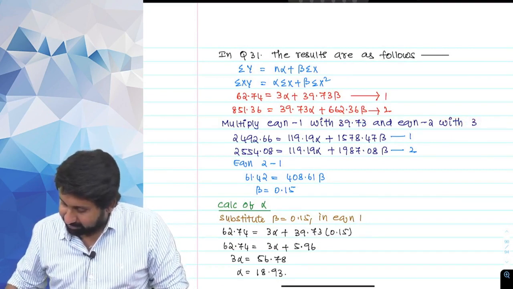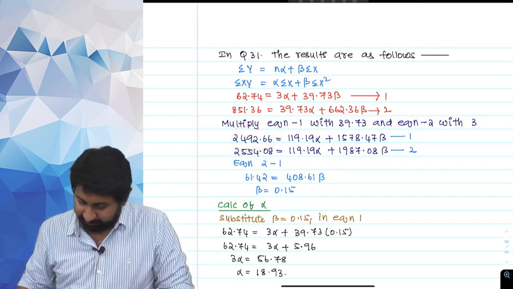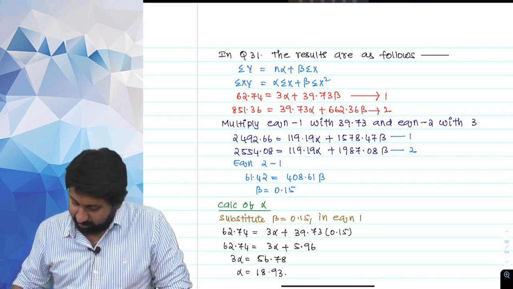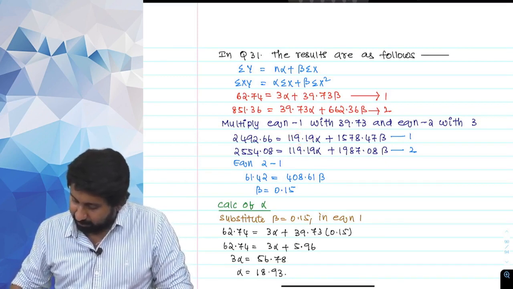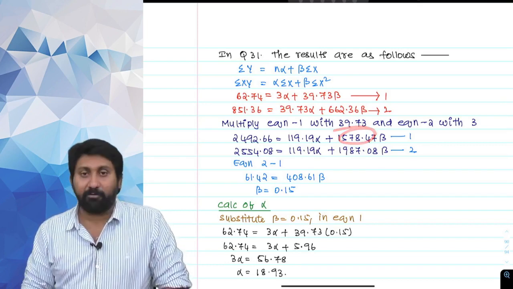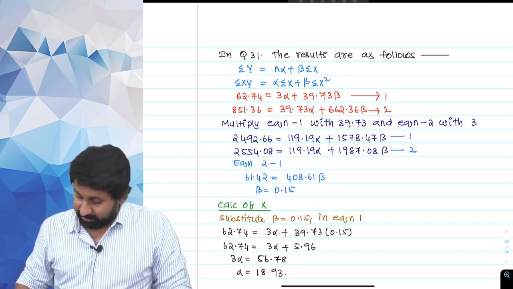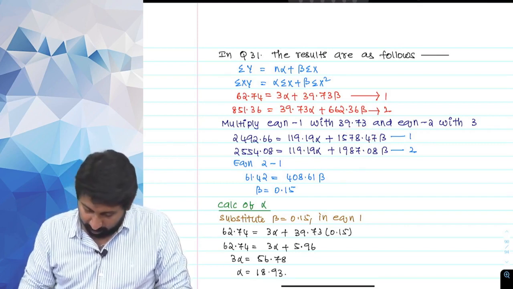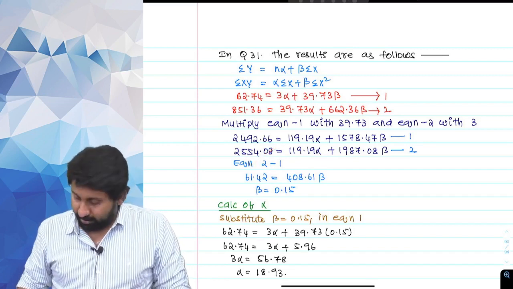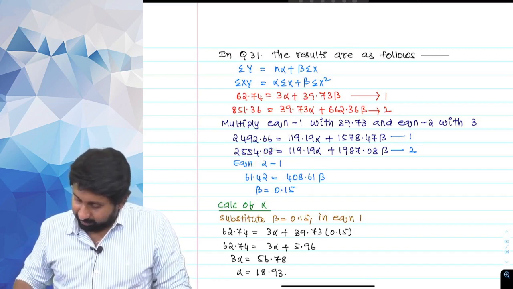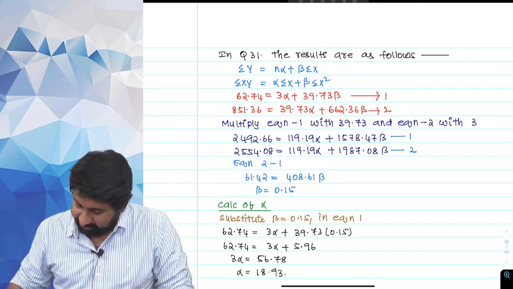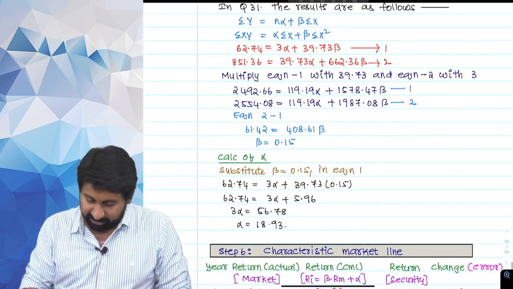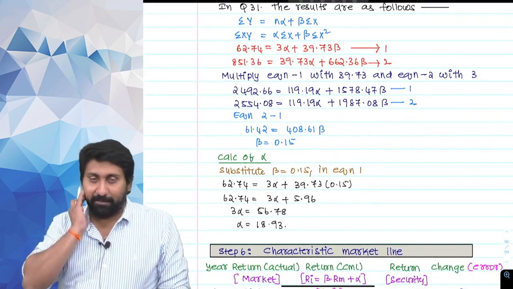62.74 into 39.73 is 2492.66. Okay, 3 into 39.73 is 119.19. Then 39.73 into 39.73 is 1578.47 beta. Next, 851.36 into 3 is 2554.08. 39.73 into 3, next, 662.36 into 3 is 1987.08. So you got equation 2 minus 1. Beta is 0.15.